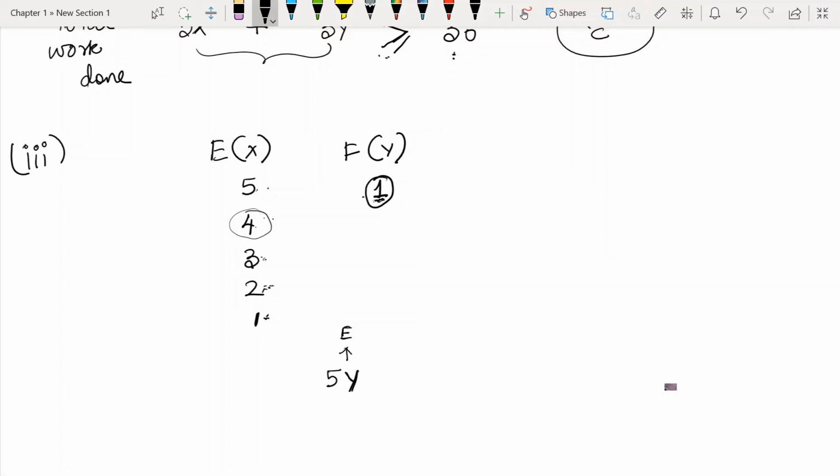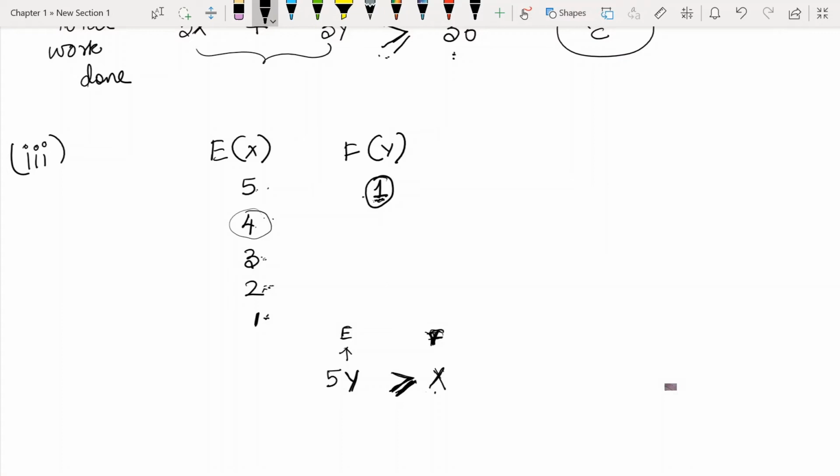On this side I have the y value for the freshman. So how many freshmen can I recruit? Here I have x. Maximum I can recruit 5, which means this will be equal to that. Five y will be greater than or equal to x.